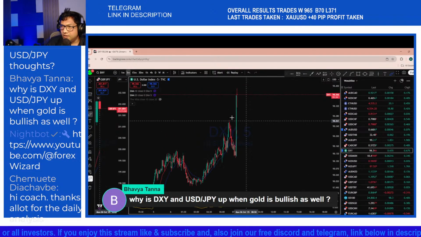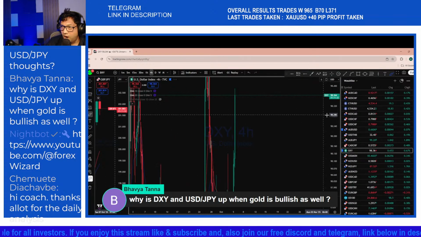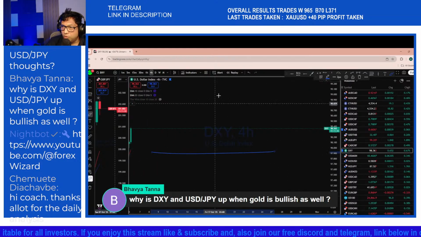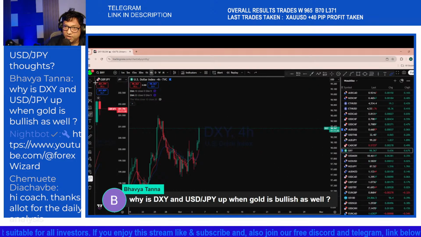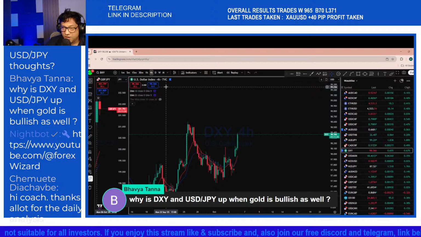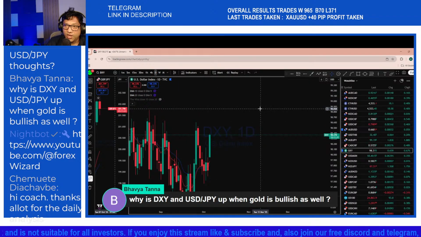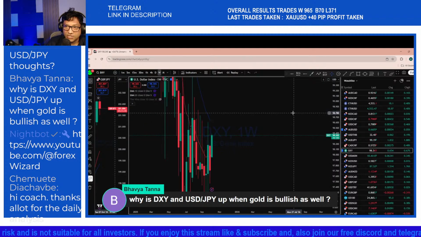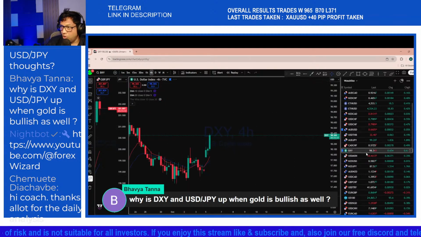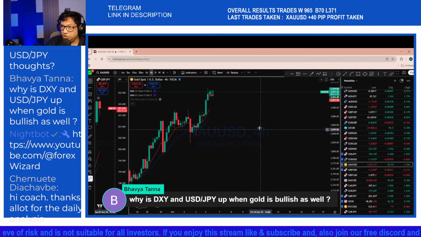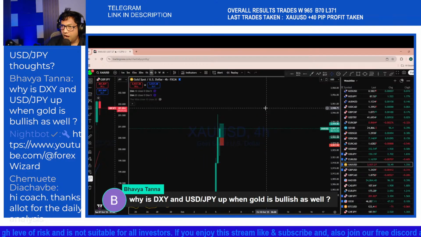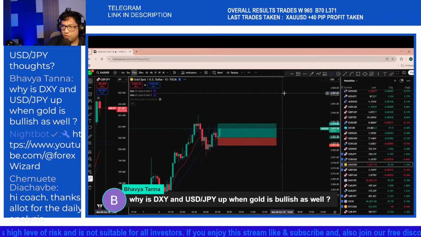Now you can see that sometimes I told you guys that DXY and gold both could move in the same direction, especially when there is economic instability. Now DXY is going in a way that we might see a pullback, but gold is inherently bullish, and it is currently showing up in that direction.